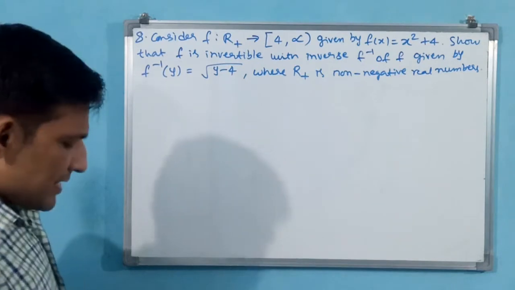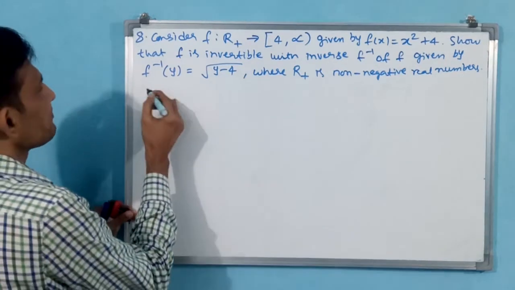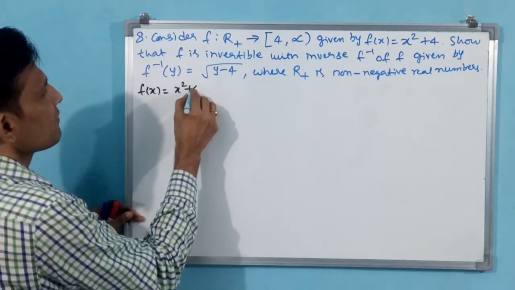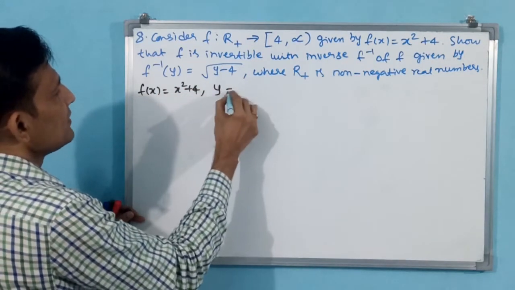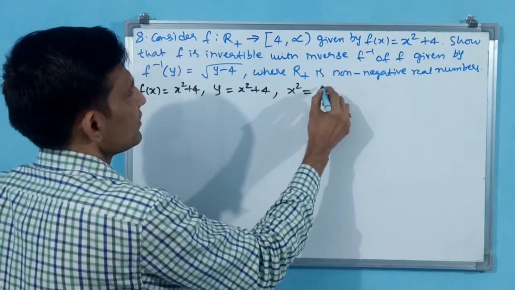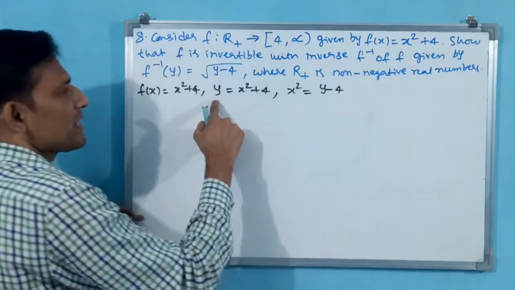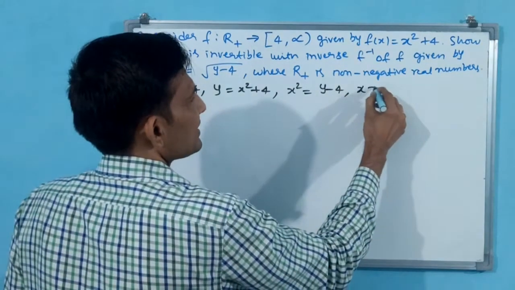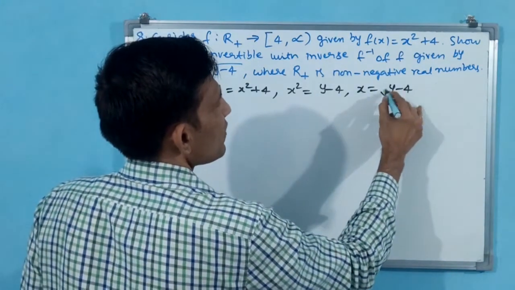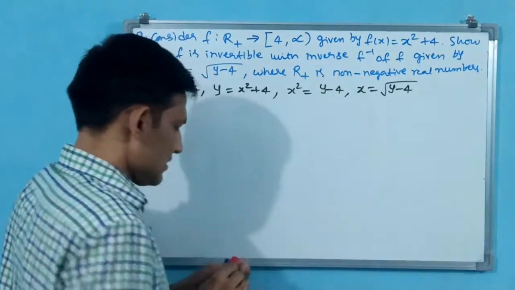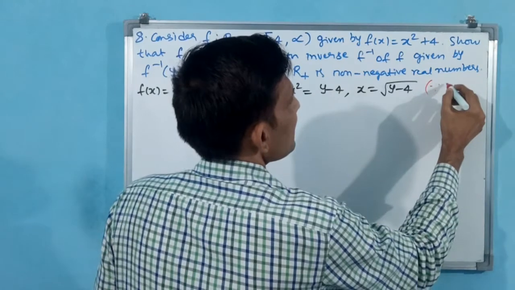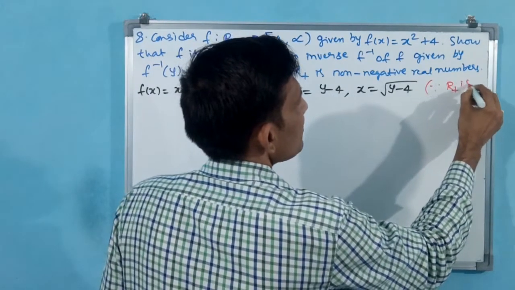Let us write f and g also. f of x is equal to x square plus 4, y is equal to x square plus 4, x square is equal to y minus 4, and x is equal to the square root of y minus 4. You write it in a bracket, because R plus is the domain.